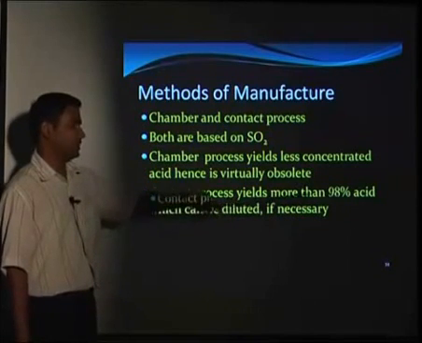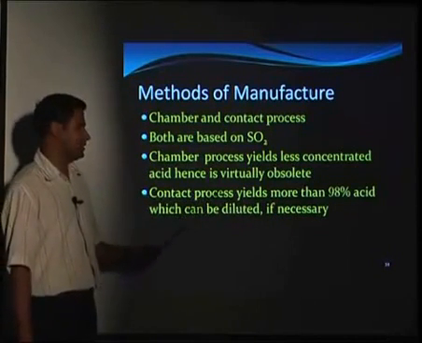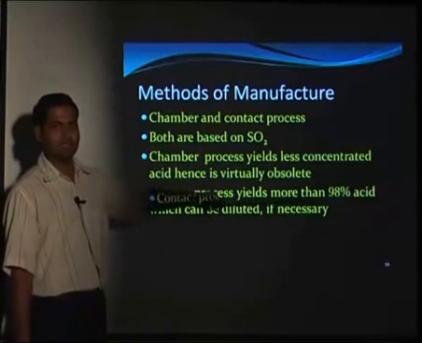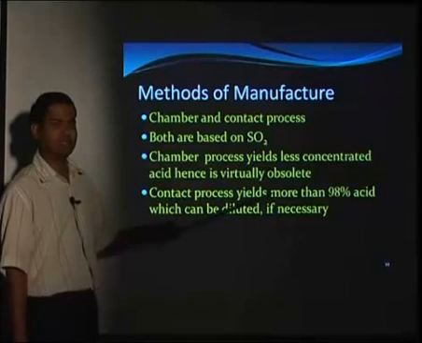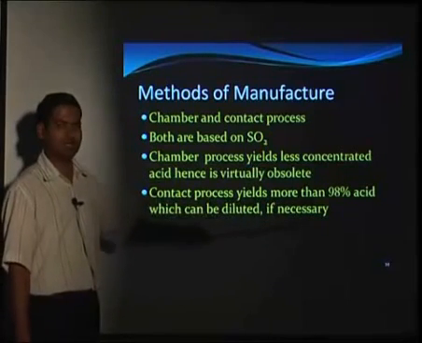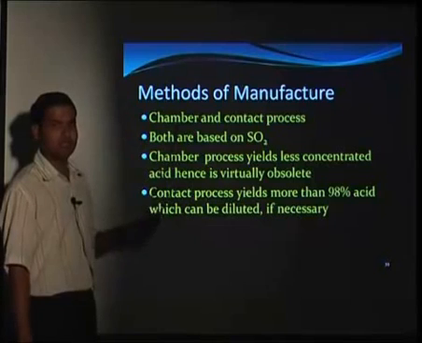The contact process gives more than 98% acid, which can be diluted if necessary. So we can have the 98% acid, and if we want a less concentrated acid, then we can dilute it after obtaining the concentrated one. That is the advantage of the contact process over the chamber process.